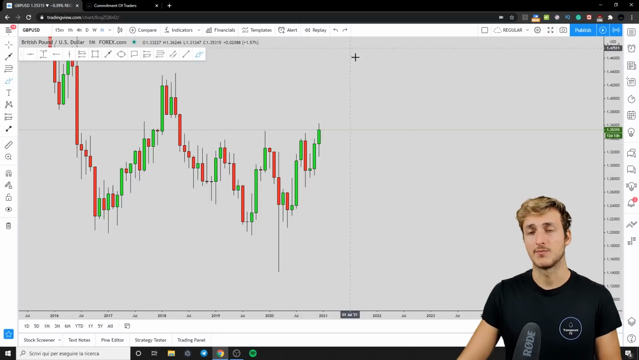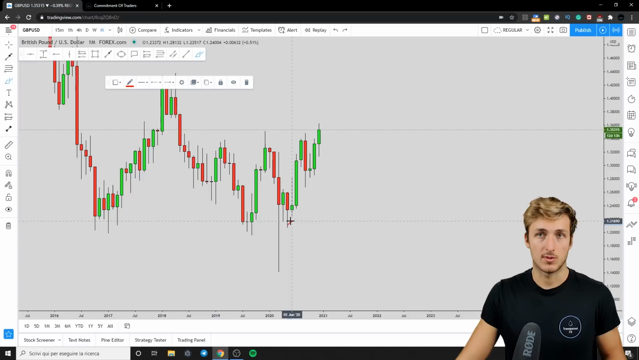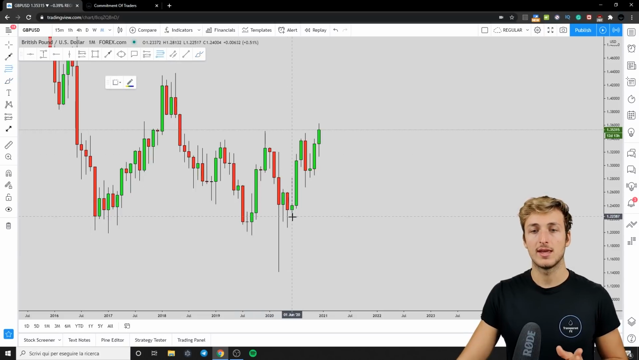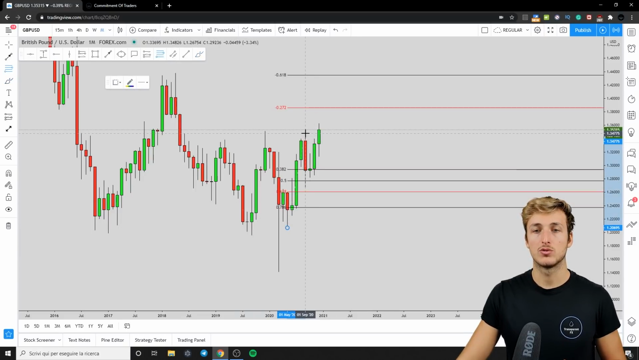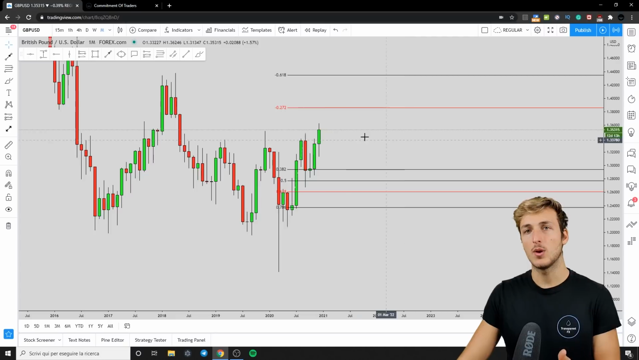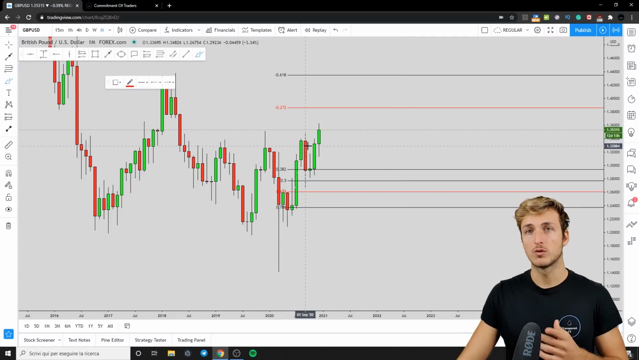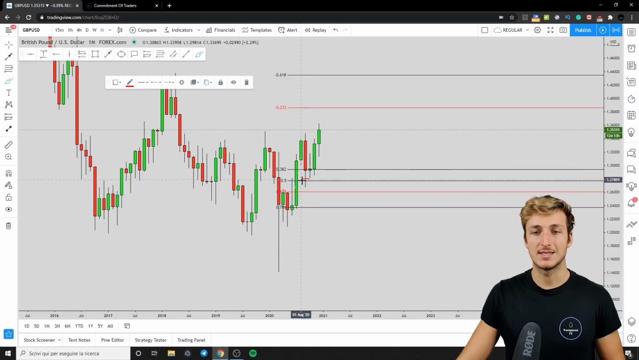What we can also notice from a monthly perspective is that, as usual, we have an impulse and a correction. Now, if we want to measure the correction, what we have to do is take our Fibonacci from the low to the high of the impulse. Now, if we take our Fibonacci from the low to the high of this impulse, what we can see is that the market retraced exactly to the 50% of the Fibonacci taken on this impulse leg.